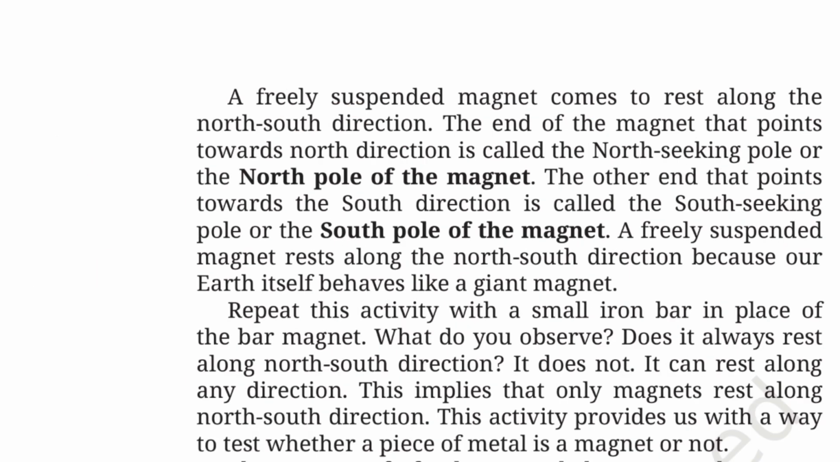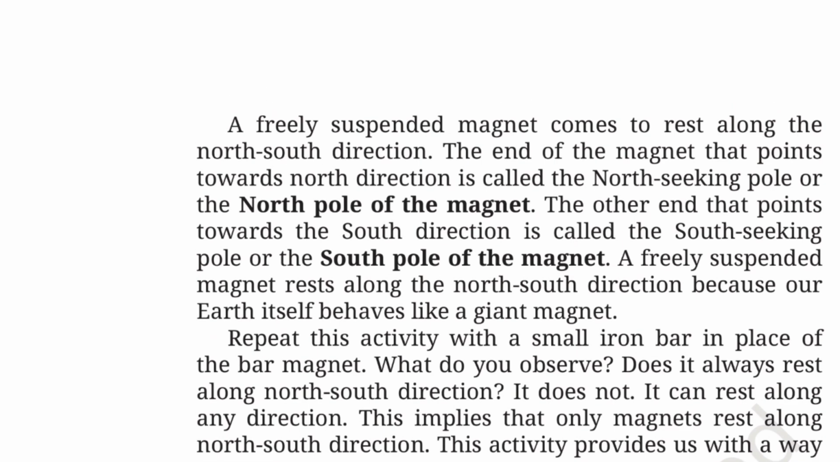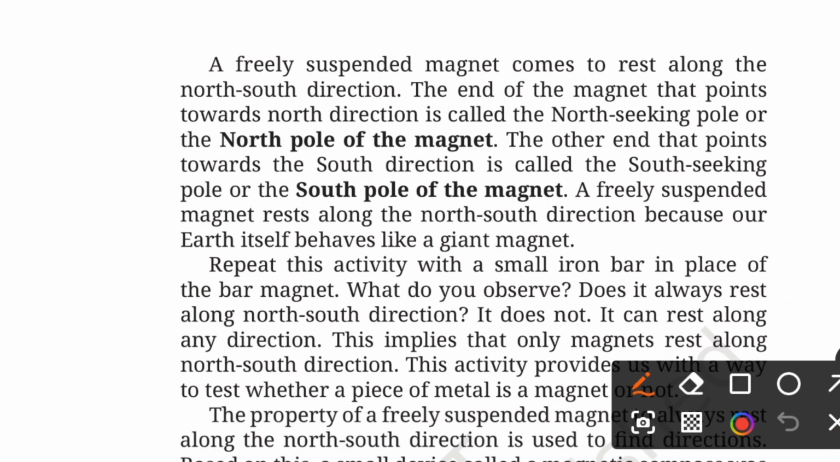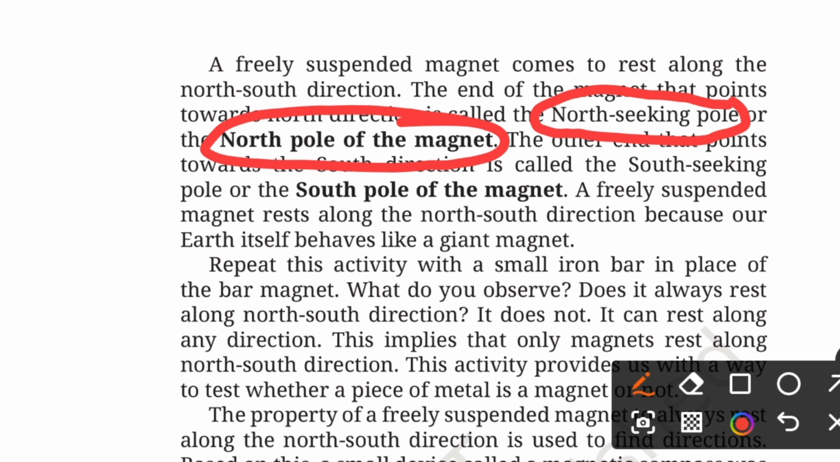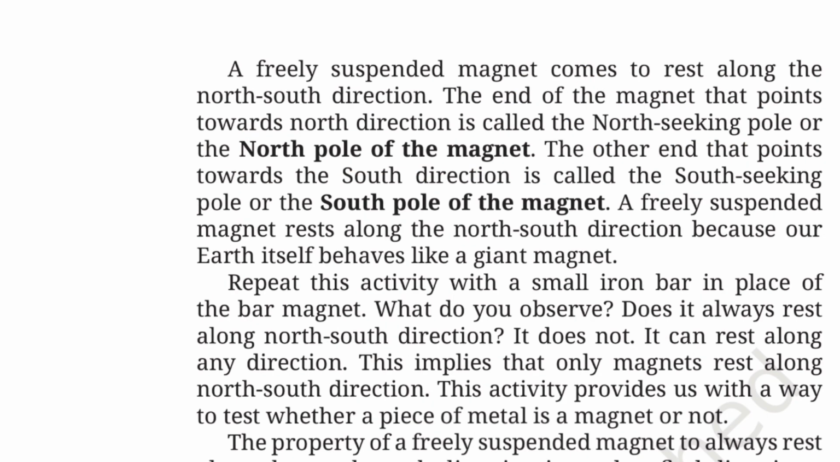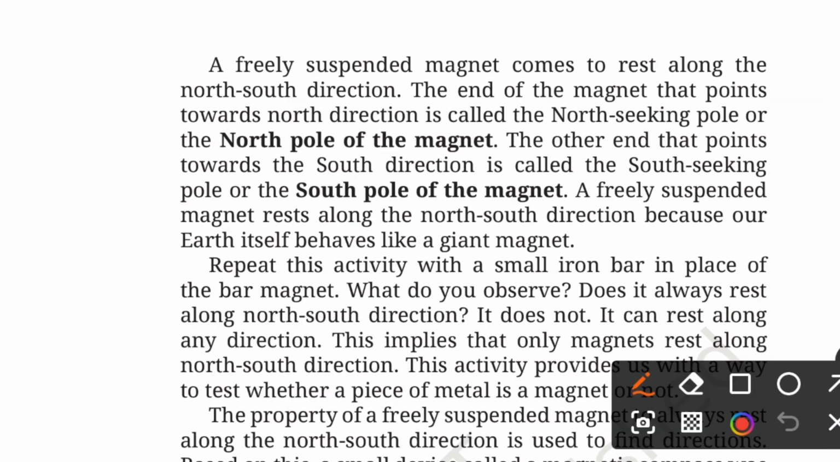The end of the magnet that points towards the north direction is called the north seeking pole. In my previous video you all are aware what is a north pole and a south pole. तो जब मैग्नेट नॉर्थ डायरेक्शन को पॉइंट करता है तो हम उसको कहते हैं नॉर्थ सीकिंग पोल और नॉर्थ पोल ऑफ द मैग्नेट. Similarly, on the other hand, the end that points towards the south direction is called the south seeking pole or the south pole of the magnet.